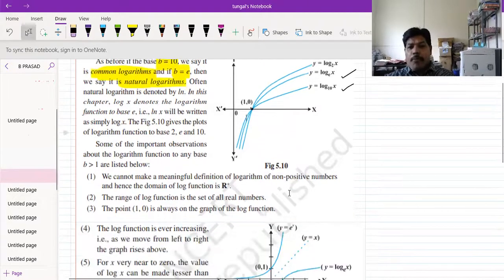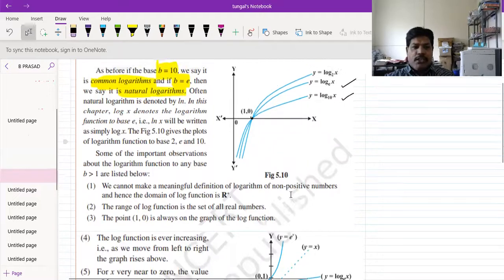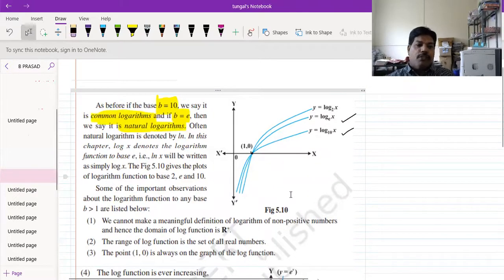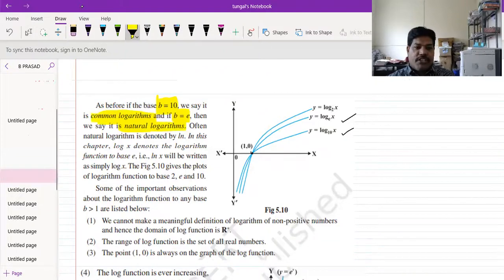So see some properties of these logarithmic functions, students. First we can understand what the conditions are. We cannot make a meaningful definition of the logarithm of non-positive numbers, and hence the domain of the logarithmic function is R plus. So you have to give the x values from R plus only. That is the domain.